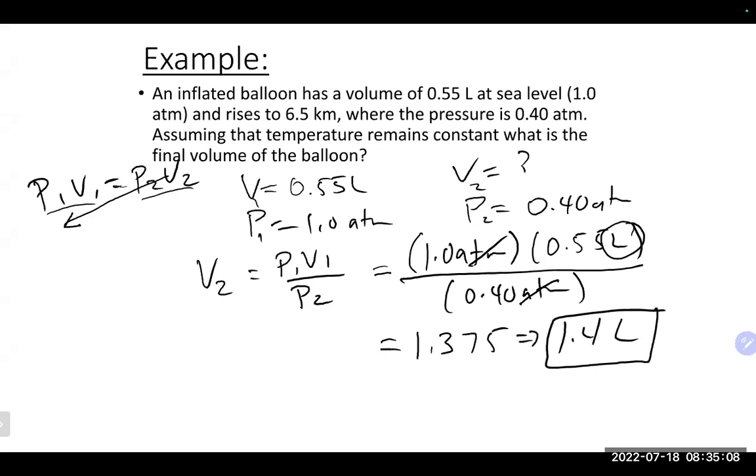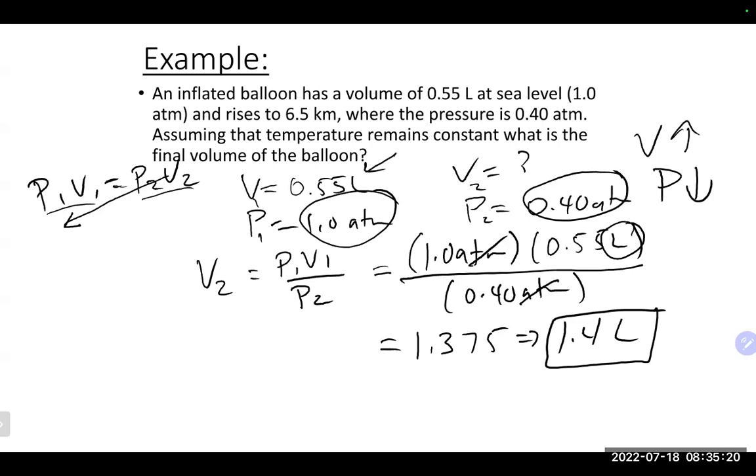liters in this case. Once again, we can check and see if it makes sense. In terms of the pressure here, we're seeing the pressure go down, which means the volume should go up, and it started at 0.55 and ends at 1.4. So again, it does make sense based on Boyle's law. Any questions on that? Yep.